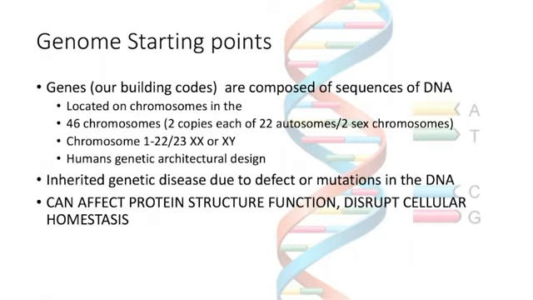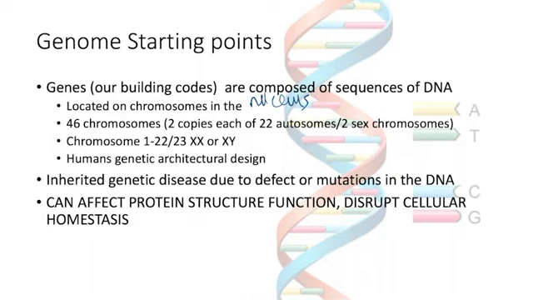Remember that genes are our building codes composed of the sequences of DNA, deoxyribonucleic acid, located in the chromosomes in the nucleus, right? That's where we house all of this. We have 46 chromosomes, and they are 2 copies of 22 autosomes and 2 sex chromosomes. Just remember that it is phenotypically written like this, and it is basically our human genetic architectural design and the blueprint for what instructs everything that your body is going to do. We do have a lot of inherited genetic diseases due to the defects or mutations in the DNA.